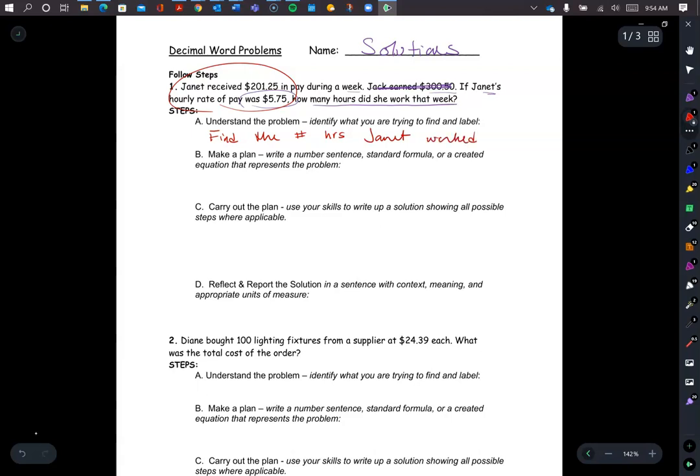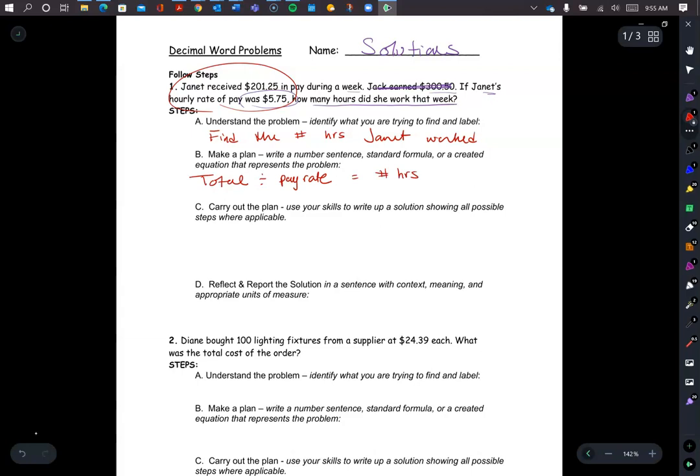And then you can make a plan, write a number sentence. In this case, we don't really have much algebra going on here, but we're going to take the total for the week and then divide by the pay rate. And with that, we want to get the number of hours.